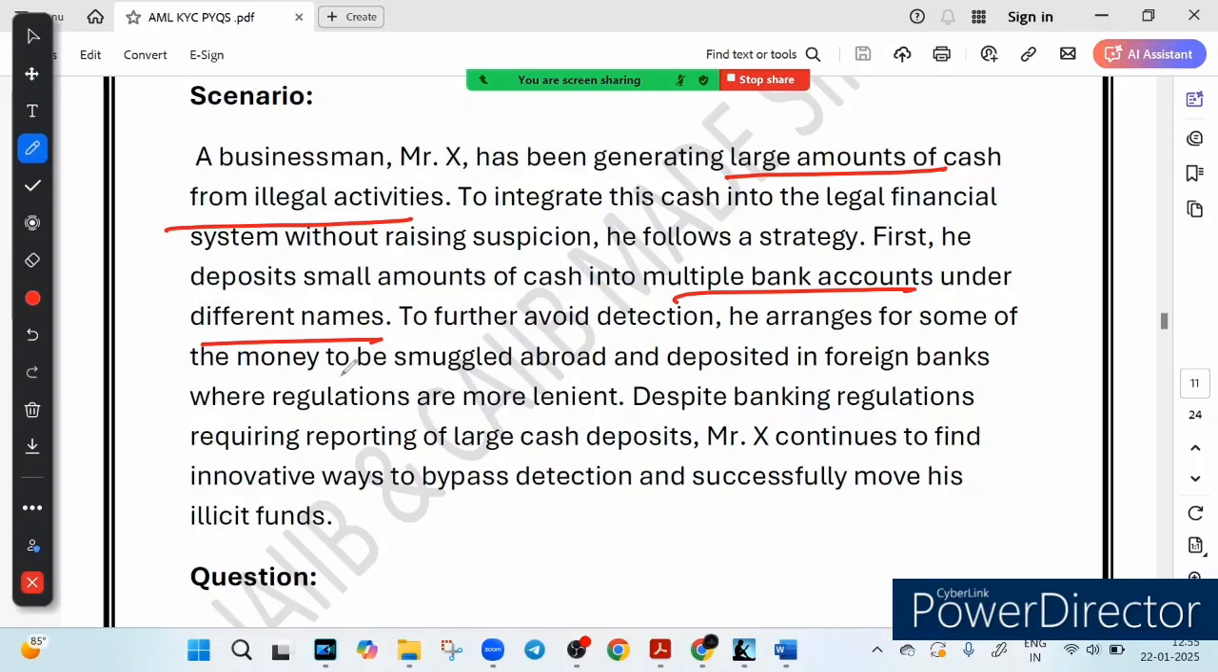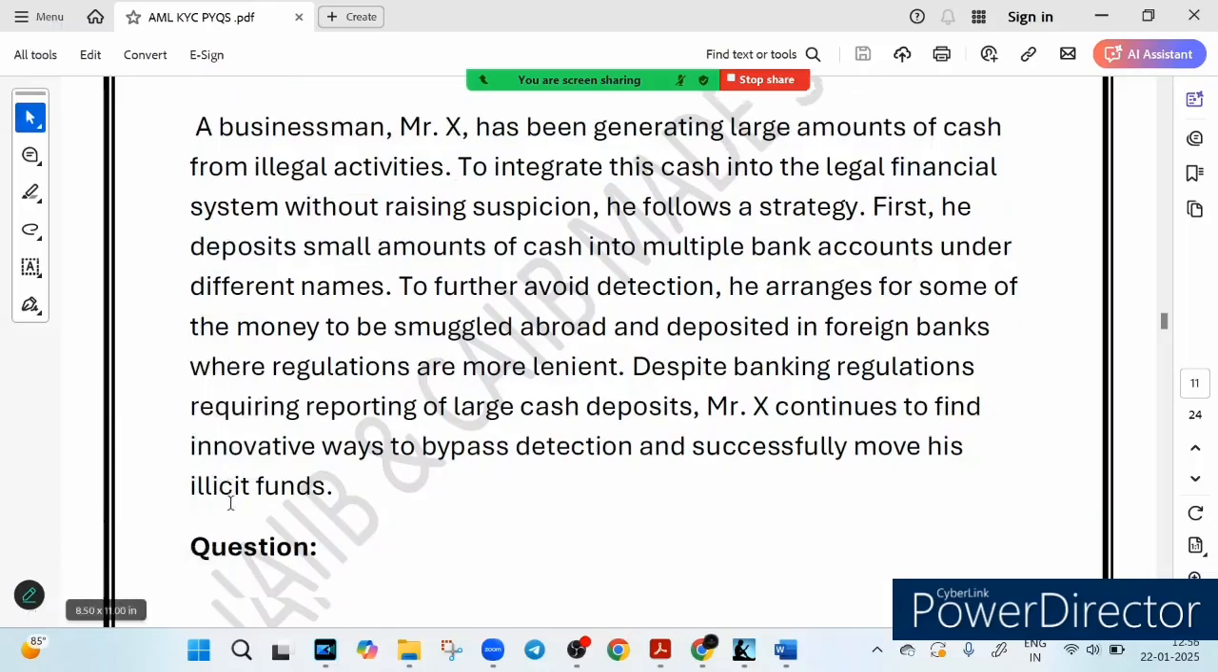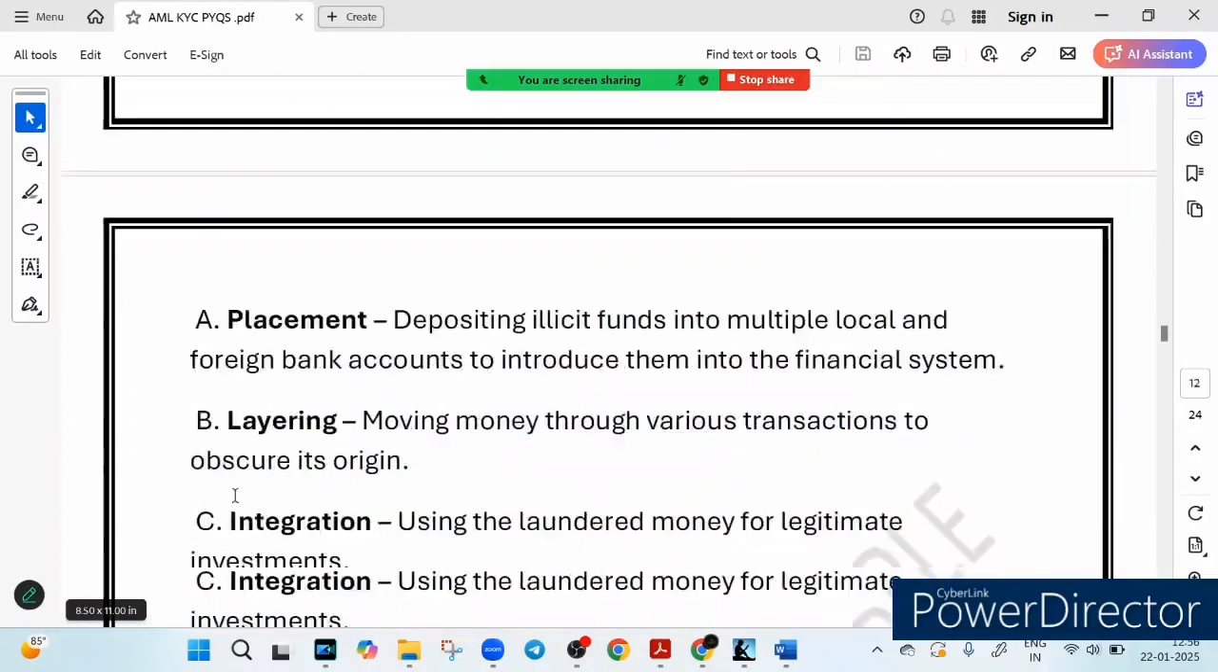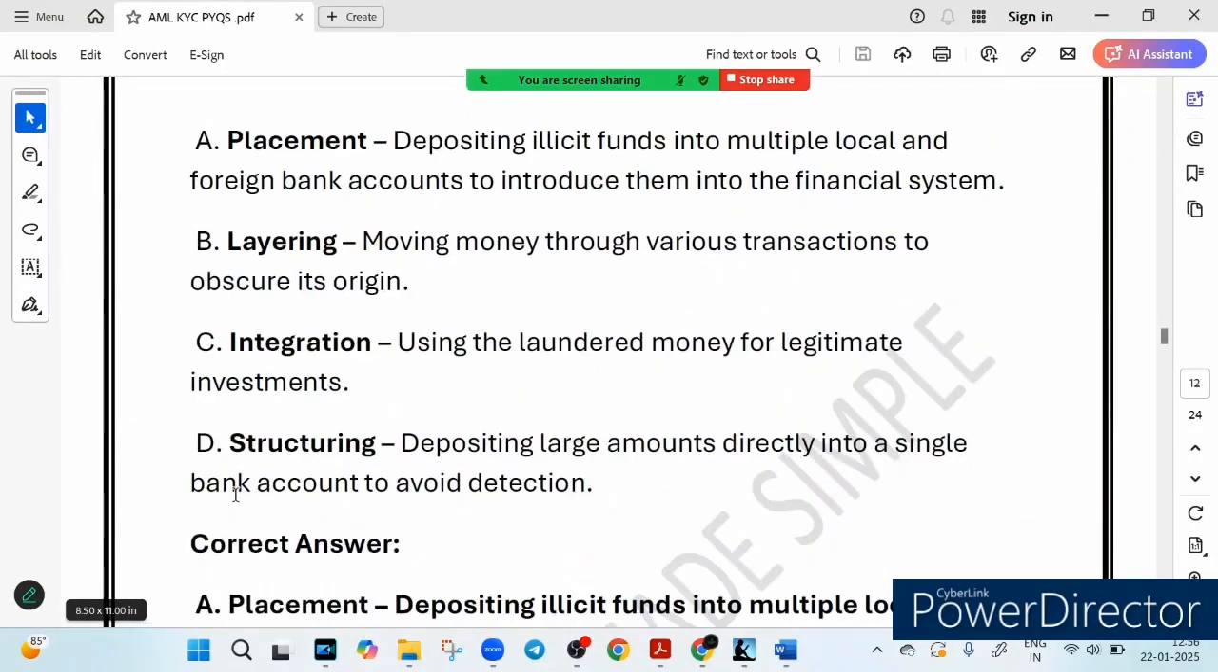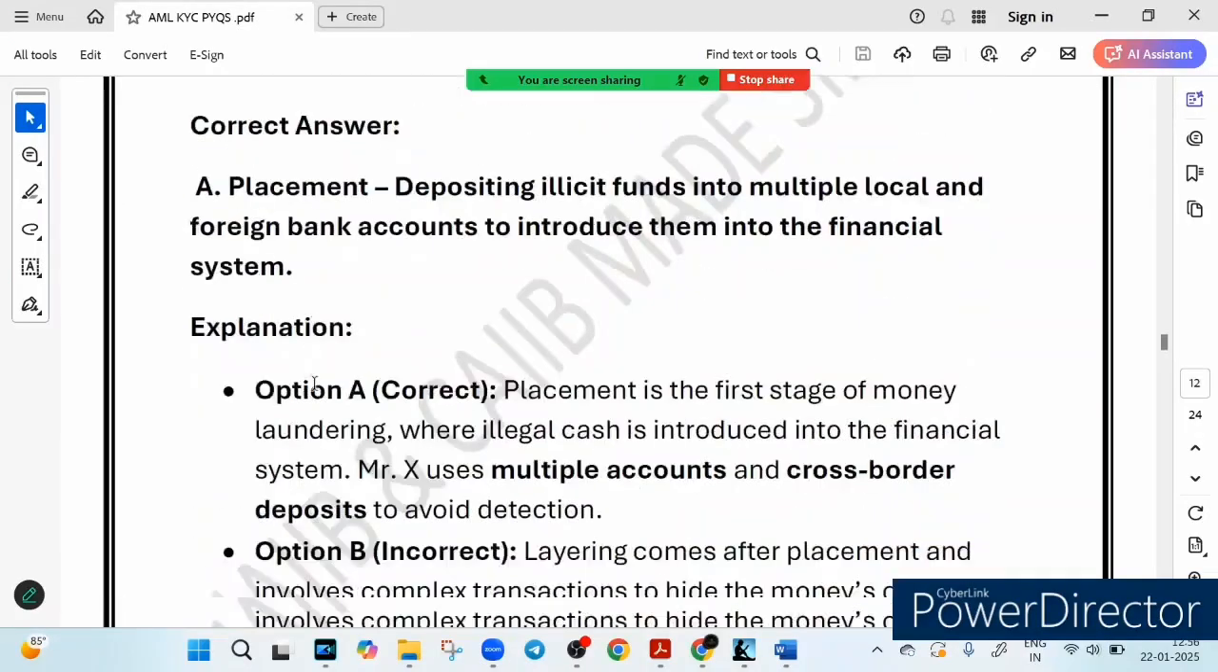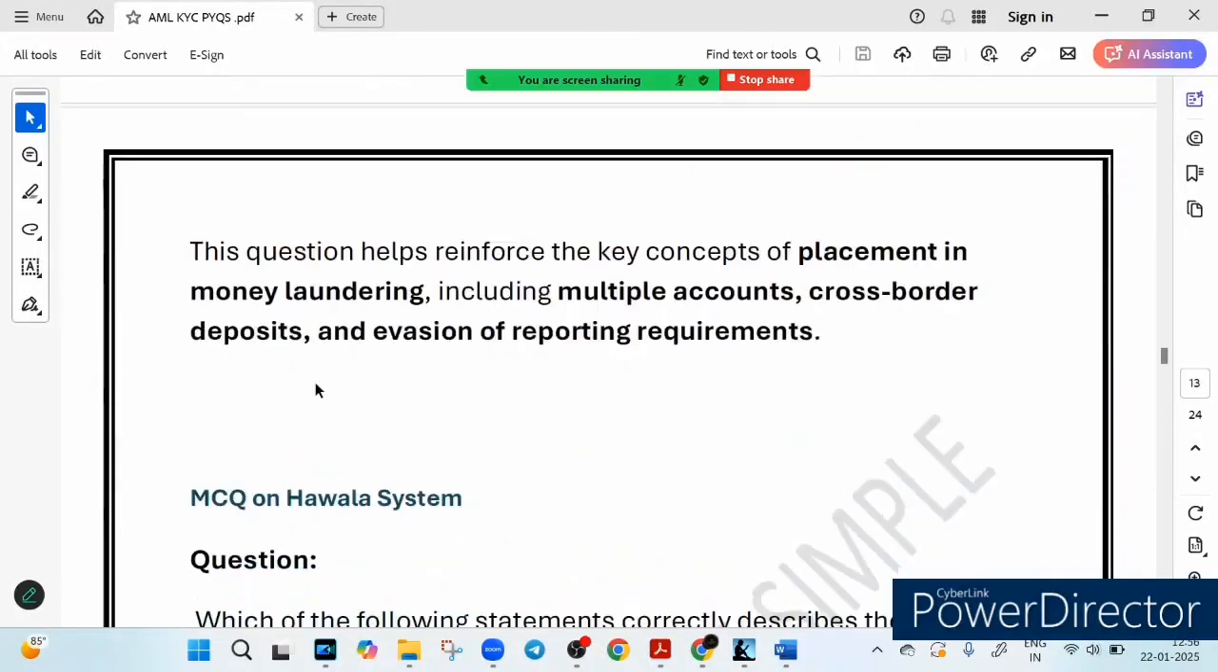Now here is the question for you. Which stage of the money laundering process is Mr. X engaging in and what technique is he using? Placement, layering, integration, or structuring? Similar question like the previous one, right? So obviously I think it is repeated. We have already discussed it is placement. So I think this question gets repeated.